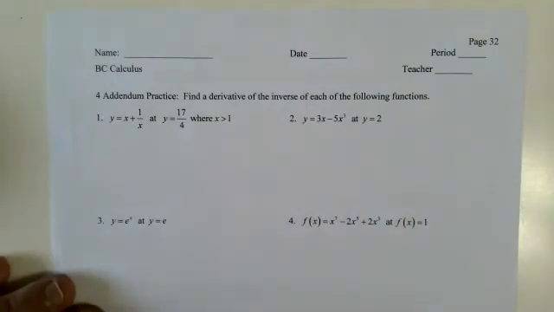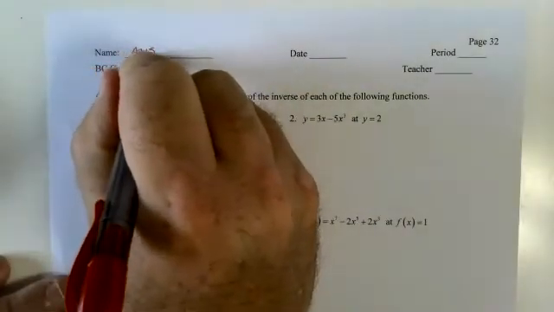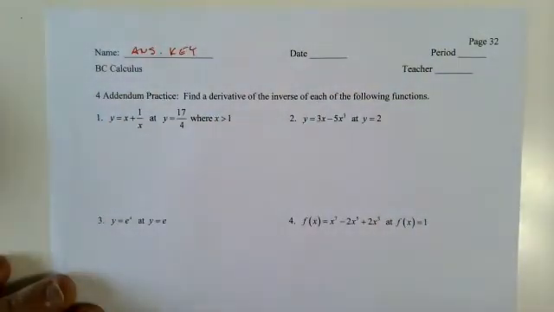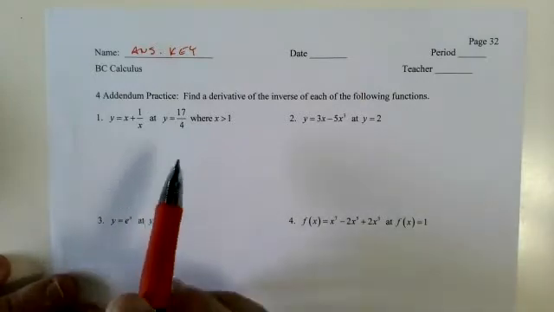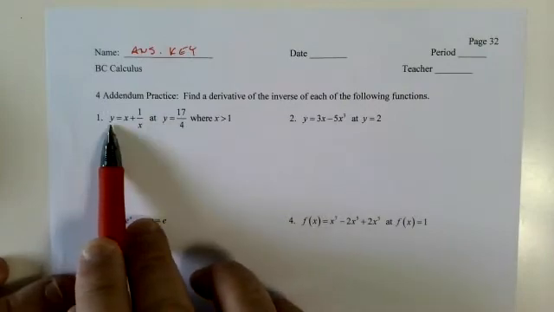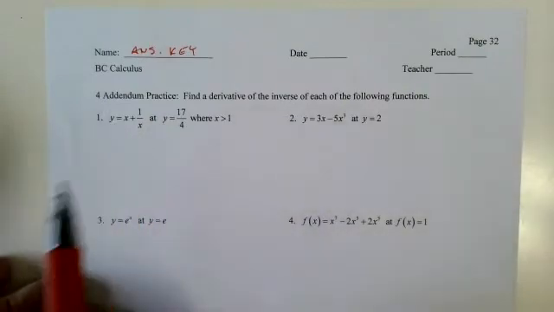All right, so this is 4 addendum practice worked out problems, and there's only a handful of them. So, wow, this looks horrible. Let's see what's going on. Let's find the derivative, and let's find what x equals when y is 17/4. Yeah, this looks challenging.